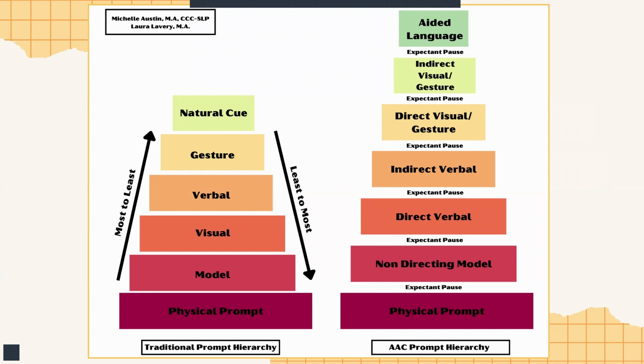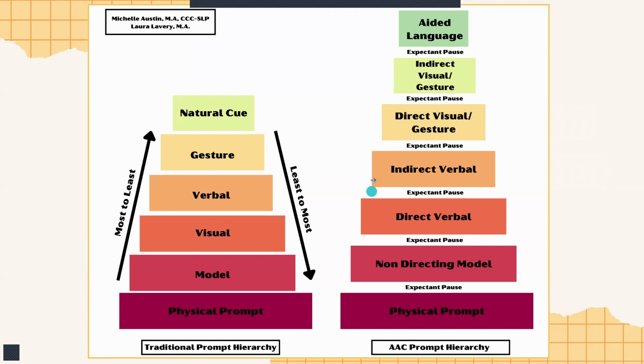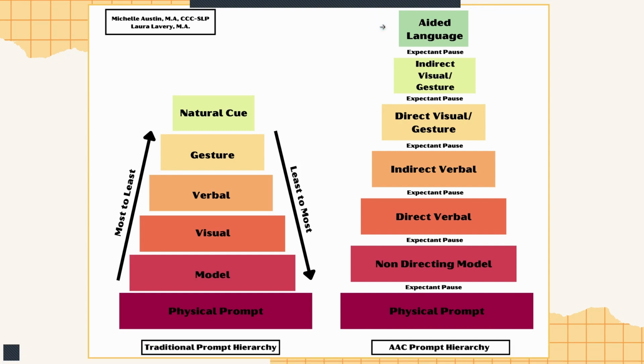When using AAC, there is a prompt hierarchy in modeling. This includes things such as physical prompting, non-direct modeling, direct verbal modeling, indirect verbal modeling, direct visual gesture, indirect visual gesture, and aided language. Our key is to eventually be at that aided language. And we want to stay as far away from physical prompt as possible. Aided language is I press something on the device and they press something on the device. I say, how are you today? And they say, I'm doing good.